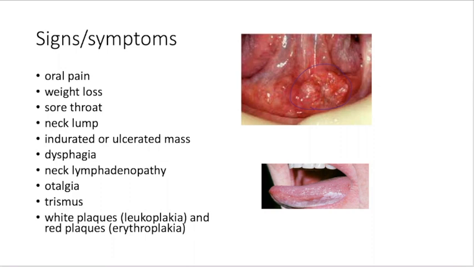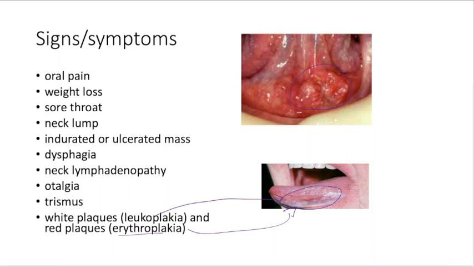And then this is oral leukoplakia, that is leukoplakia, so this would be a white plaque. If this was a red plaque, we would call that erythroplakia. So they may also have some otalgia, which would be ear pain, and trismus, which would be jaw pain. Those would be the high yield findings.